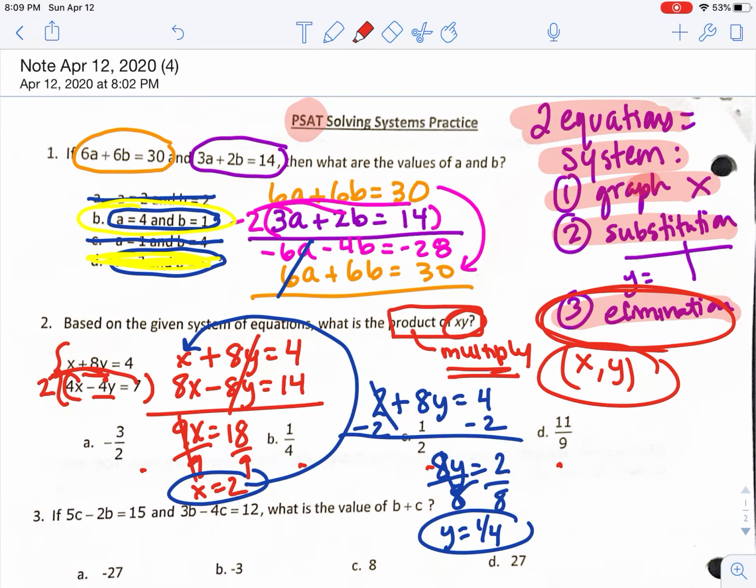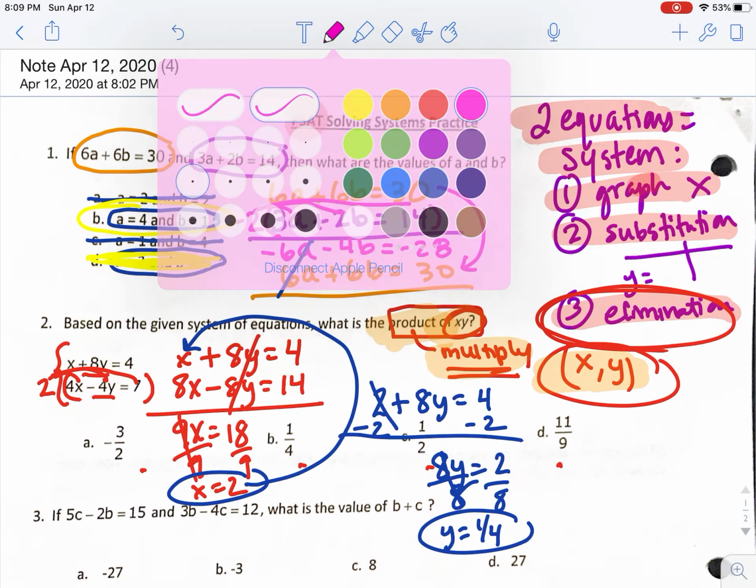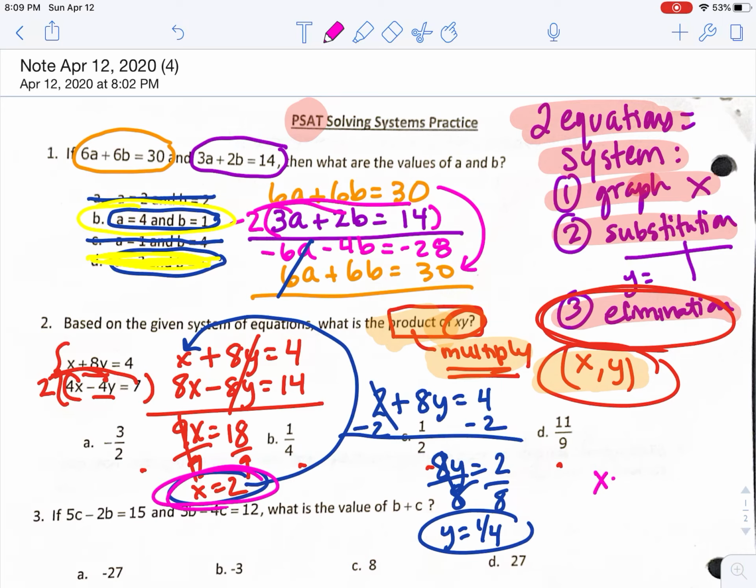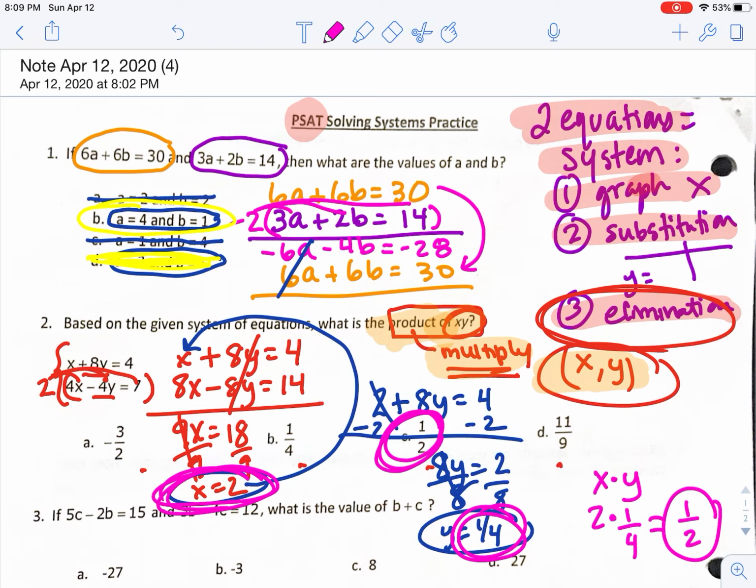So now again, it's asking me here to now multiply x and y together because it asked for the product. So I have to take my x, which was 2, and I need to multiply it with my y, which was 1/4. And when I multiply 2 times 1/4, I get 1/2. And so my answer choice is C, 1/2. Okay? But again, similar things.